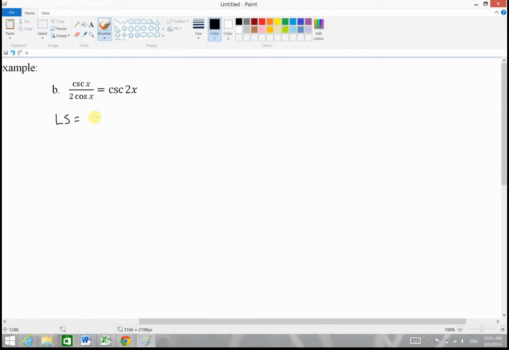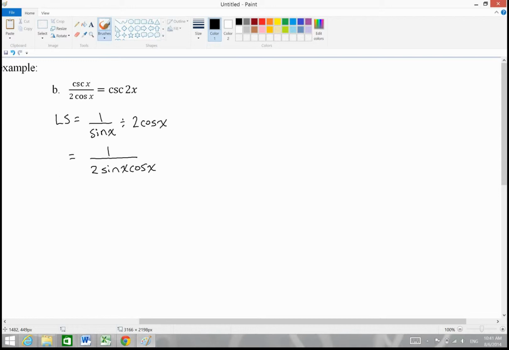So cosecant x is equal to 1 over sine x, and that's divided by 2 cos x. So you could do a few more steps if you need to prove it to yourself, but what we have, cos x is in the denominator, and this is what we have. Can't really go any further with this right now.